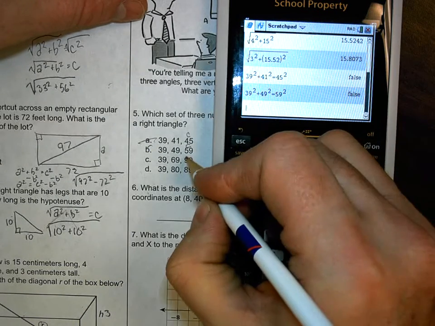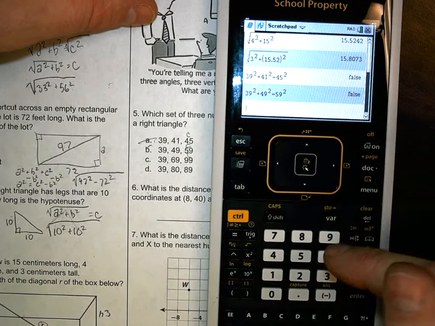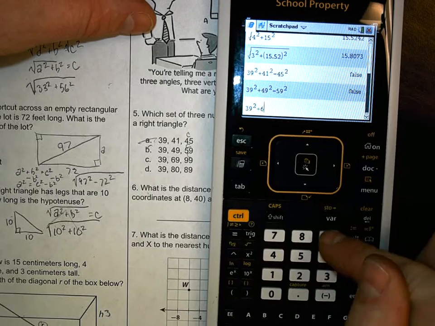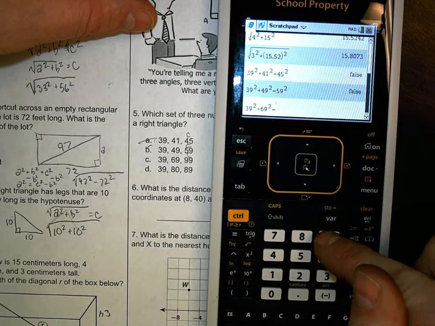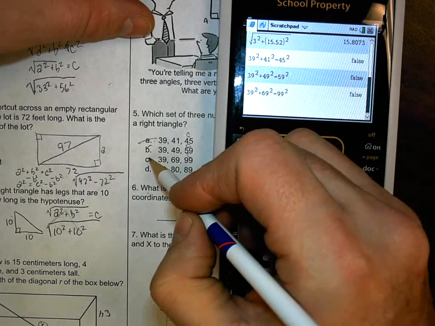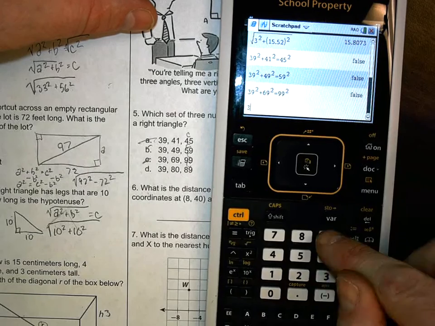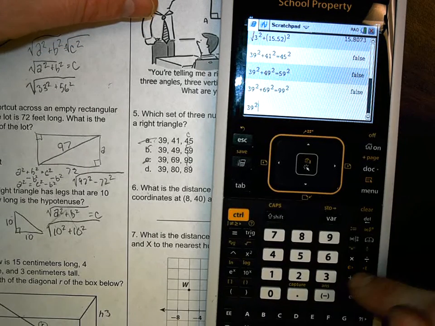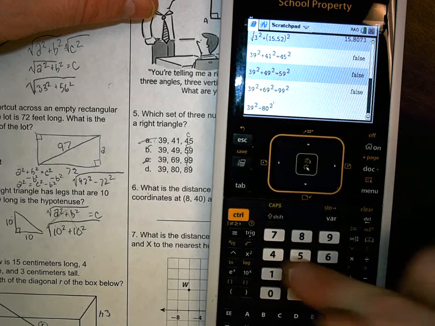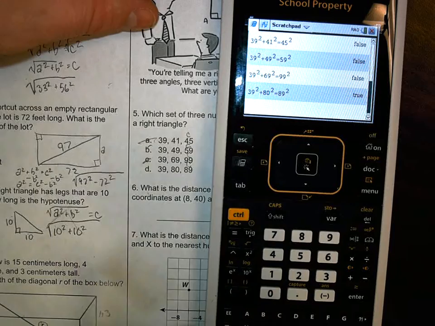Going down here, again, 99 is the big one. It's kind of nice they're all in a line there, huh? So 39 squared plus 69 squared equals 99 squared. It says false. Well, I wonder if the next answer might be right. 89 happens to be C. You go 39 squared plus 80 squared equals 89 squared. And that one's true, so D is our answer.